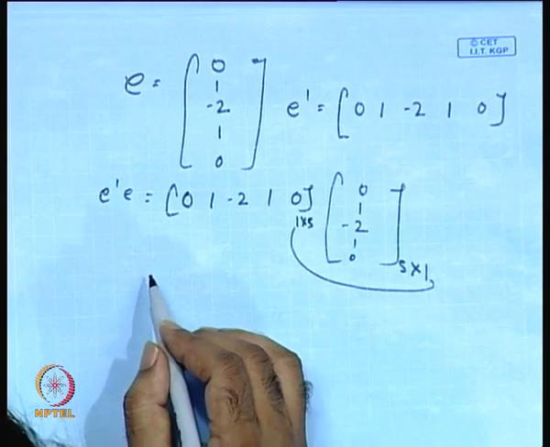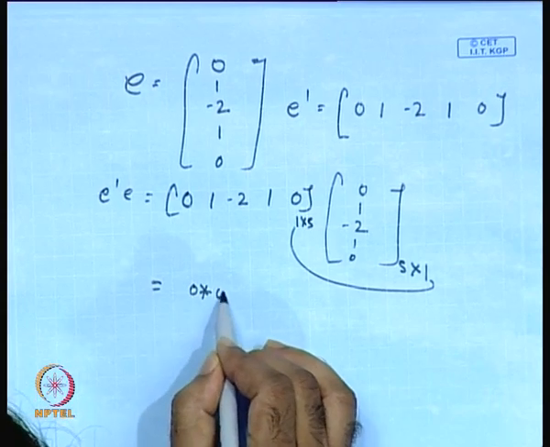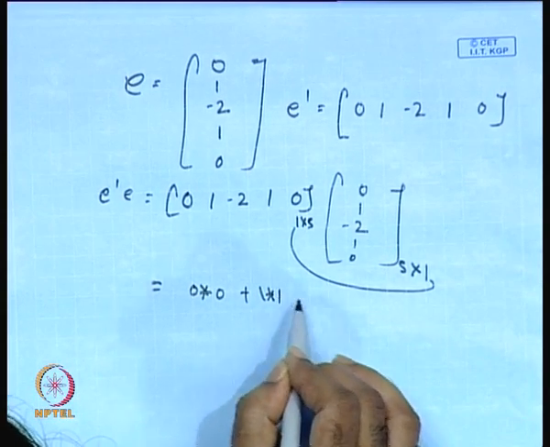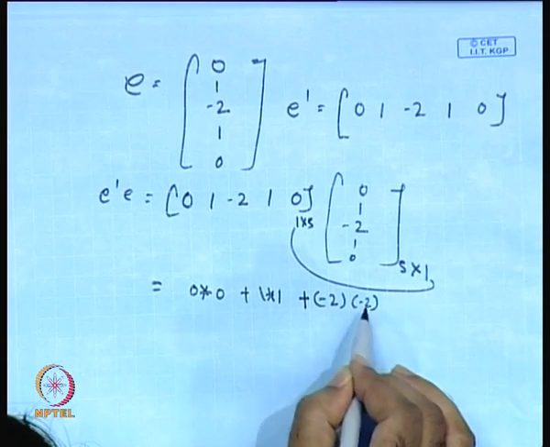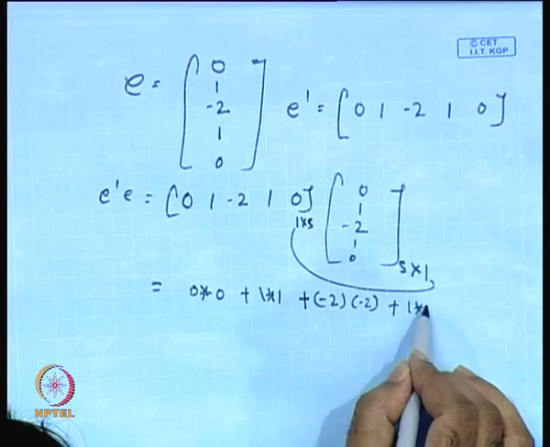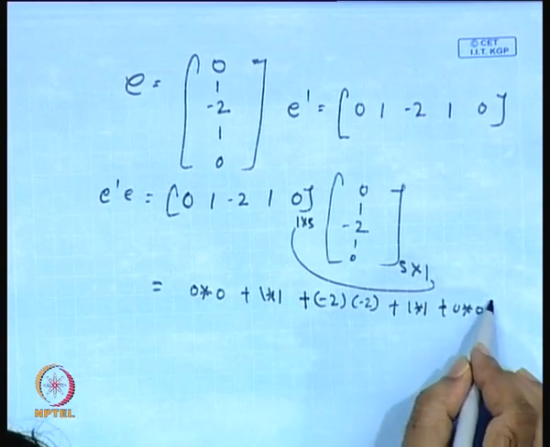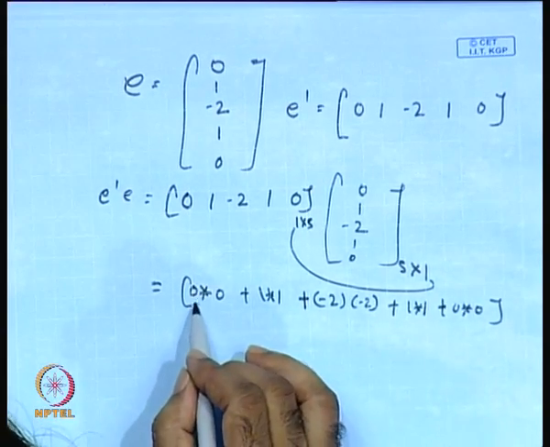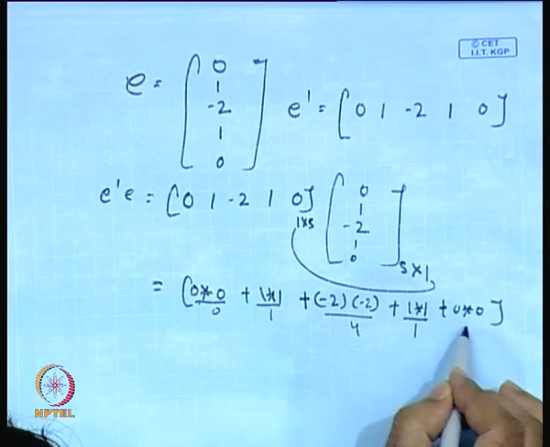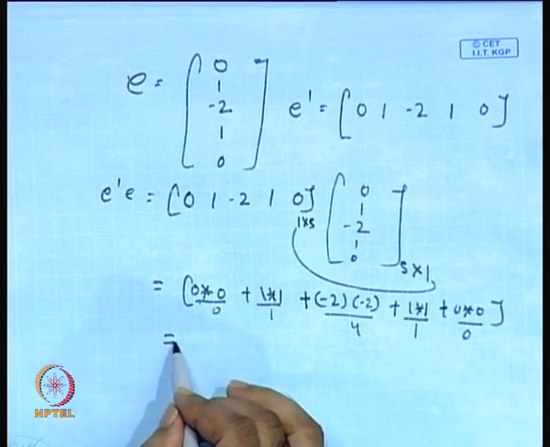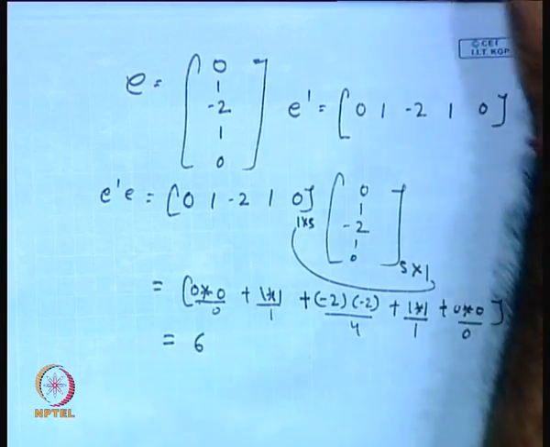So it is equal to 0 into 0 plus 1 into 1 plus minus 2 into minus 2 plus 1 into 1 plus 0 into 0. This is 0, this is 1, this is 4, this is 1, this is 0. So that will come to 6.